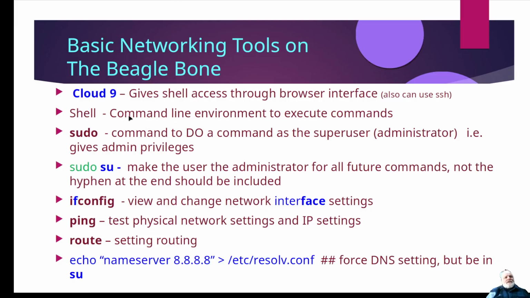Now, to do that, the first thing you have to do is get root privileges for most of these commands. So you type sudo. Sudo is a command that says run as the super user, which is what they call the administrator. It's also known as root, R-O-O-T. So this sudo command will allow you to do that. When you do that, it'll prompt you for the password. We haven't changed the password on the BeagleBone, so it's the default, which is just temppwd.